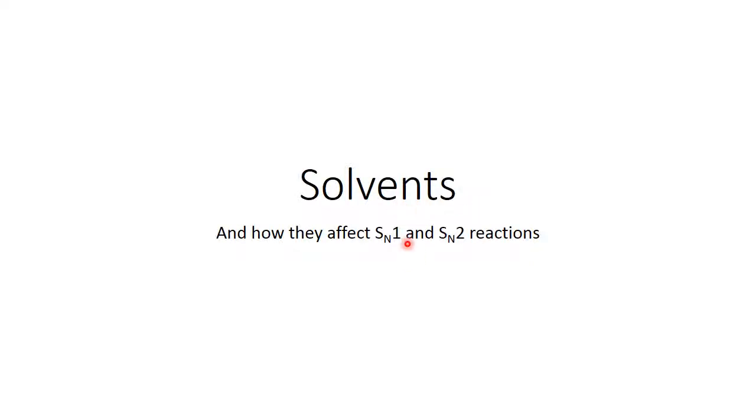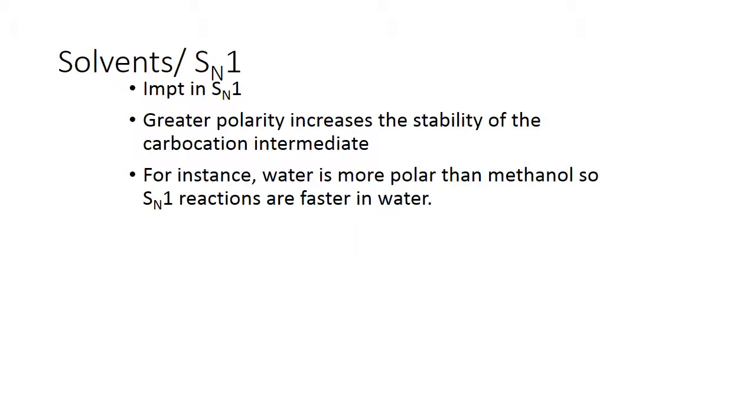Solvents are a very important component of SN1 and SN2 reactions. Although they are not per se in the rate equation for either SN1 or SN2, the solvent has an effect on the transition state energy and so must be considered in how it affects the rate of SN1 and SN2 reactions. Solvents are very important in SN1 reactions because they change the energy of the transition state and carbocation intermediate energy.